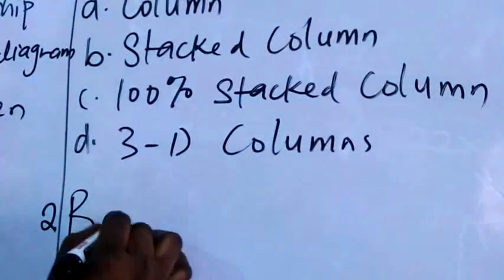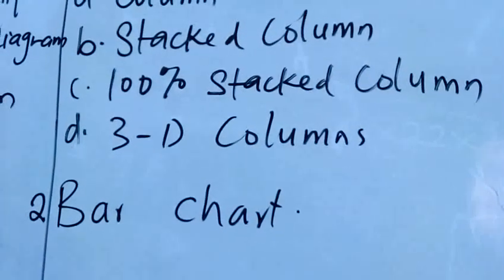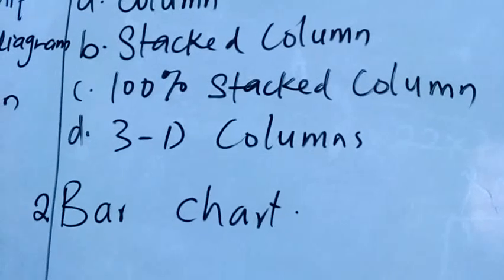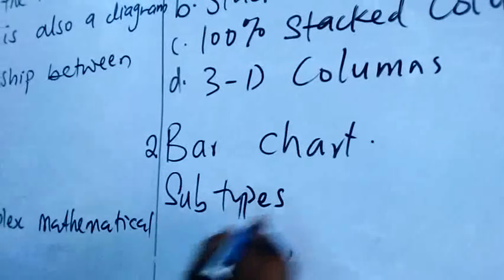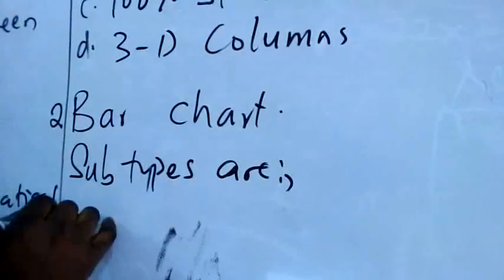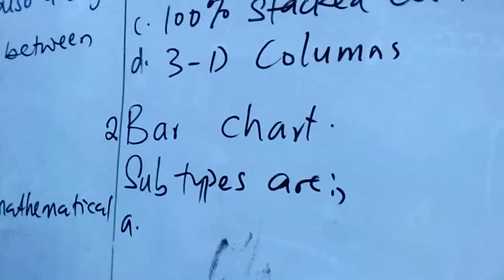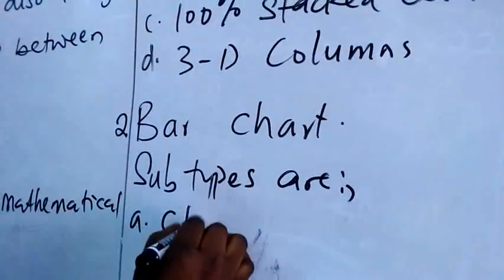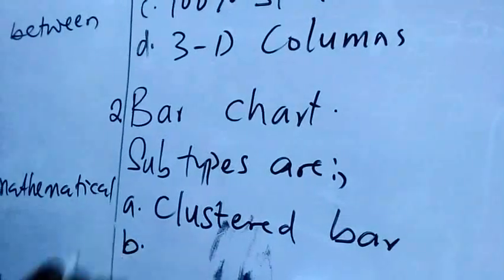Number 2, the bar chart. Remember I said under each one it has its subtype. So we are going to look at the subtypes under the bar chart. Subtypes under the bar chart, we have the clustered bar. We have the stacked bar.